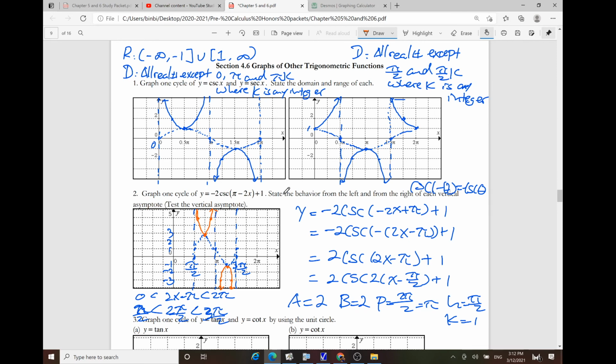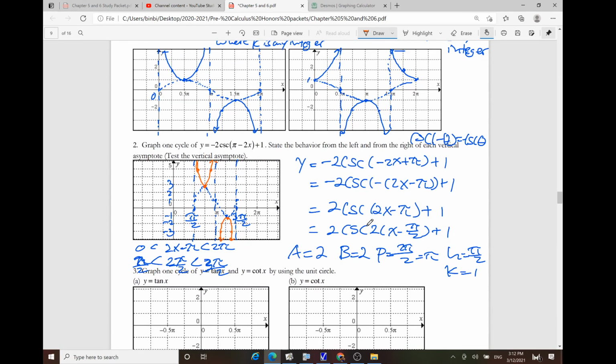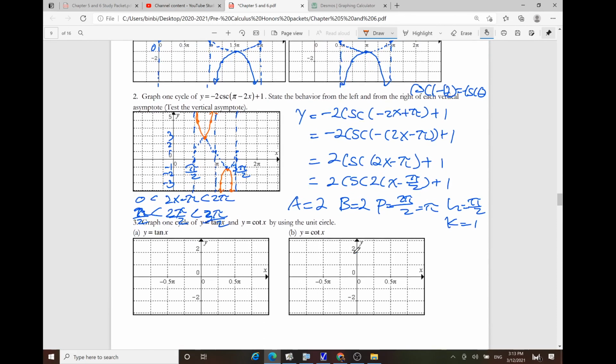Okay, so now let's see what else. Oh, you know what? State the behavior from the left and from the right of each vertical asymptote. Well, that's what we did. So the behavior makes it narrow. And then graph one cycle of y equals tangent of x and y equals cotangent of x by using the unit circle. For this one, there's no need to apply the unit circle. I mean, you can do that as well. But one thing we know is that tangent of 0 is always 0. And then tangent of negative pi over 2 is a VA, undefined.